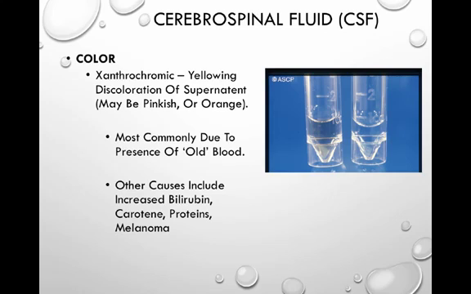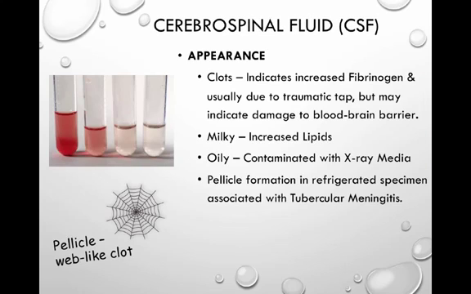It may be due to the presence of old blood, maybe the result of an increased bilirubin or an increased carotene. Other reasons may include proteins or melanoma. So again, xanthochromia usually indicates old blood or bilirubin.